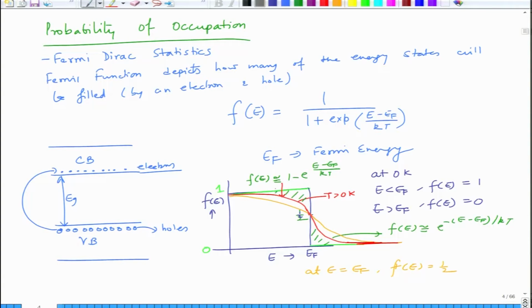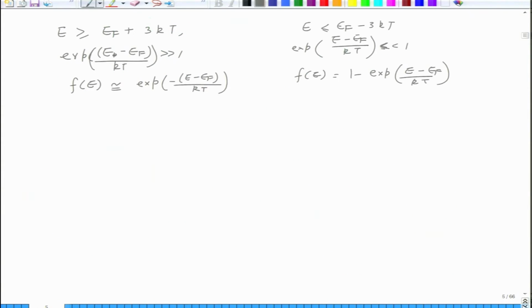This is the behavior. So these are the temperatures which depict the energy which is E less than Ef minus 3 kT. So this 3 kT is sort of a number beyond which you start having significant changes in the curve on both sides, and you can approximate this function because this value becomes significantly higher at these magnitudes.